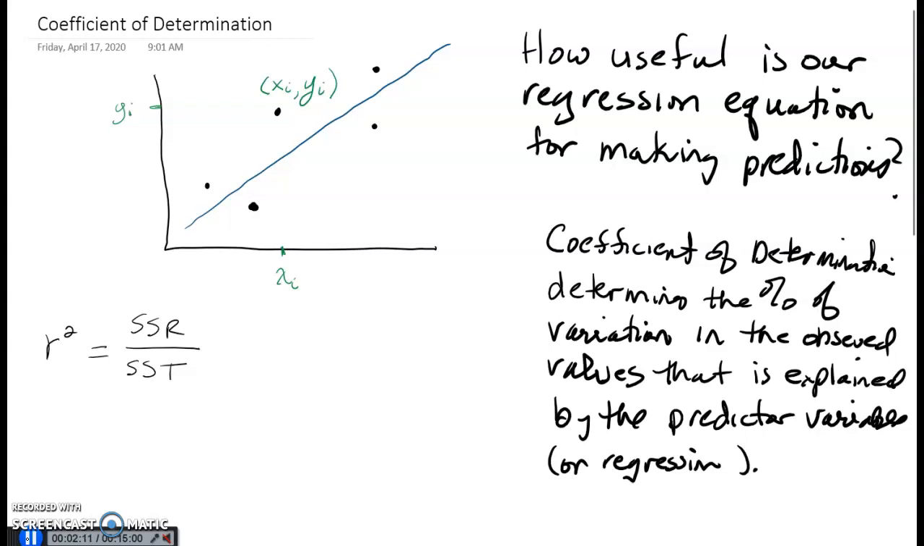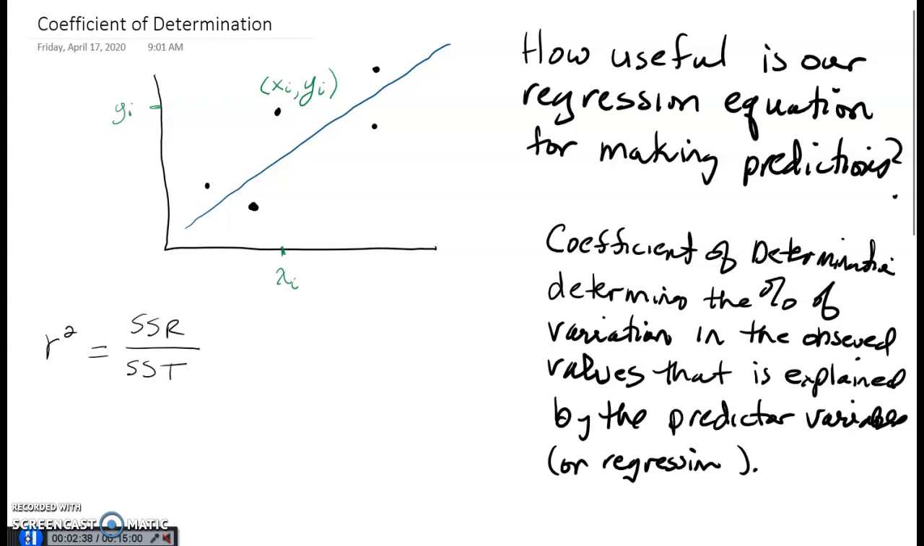We have 5 observed values, and I just picked one of them out, this one right here. It's some value x sub i, that's our observed x, and some value y sub i, the response variable, that's our observed y. If we were doing the test, x would represent the number of hours studied, and y would represent the test score for an individual. This is just one data value.